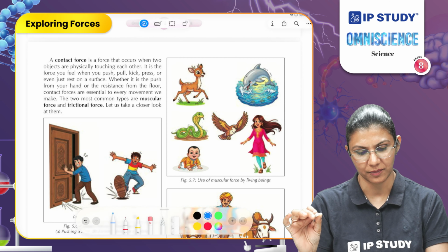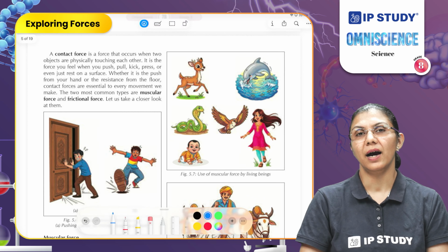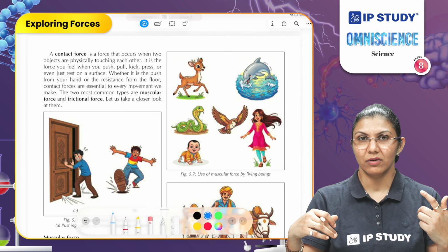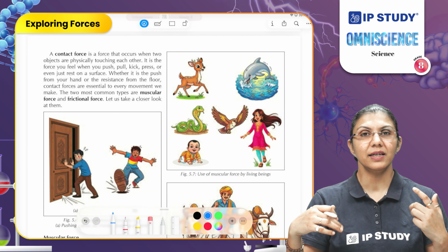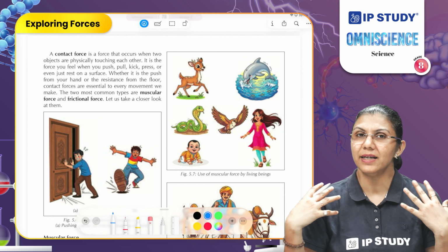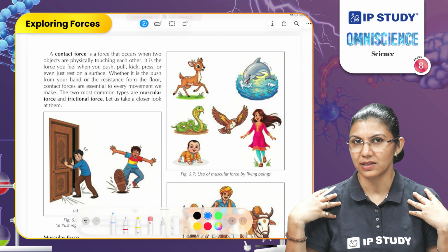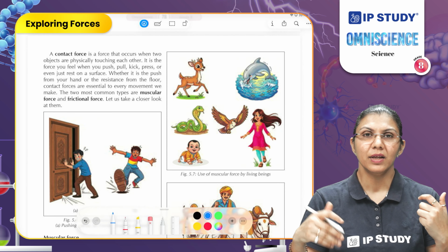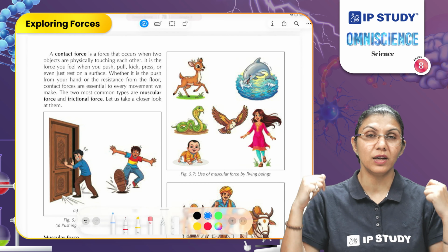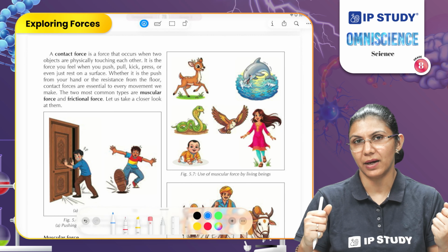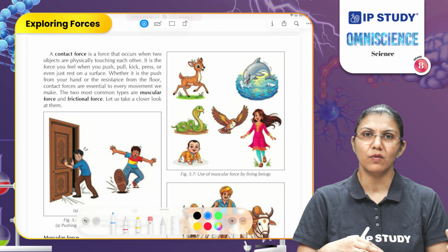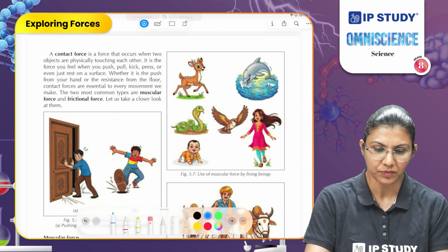in this position. If I am carrying a bag on my shoulders, in that case the straps of the bag are in direct contact with my muscles, with my body, and then I am applying the muscular force to lift the weight of that bag so that I can move it from one position to the other position.